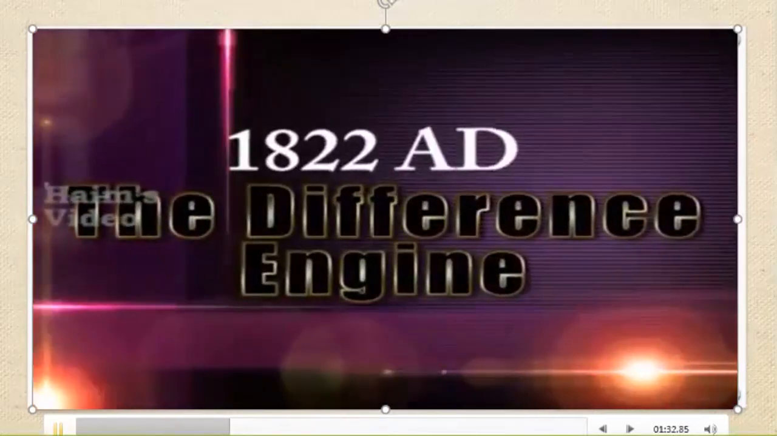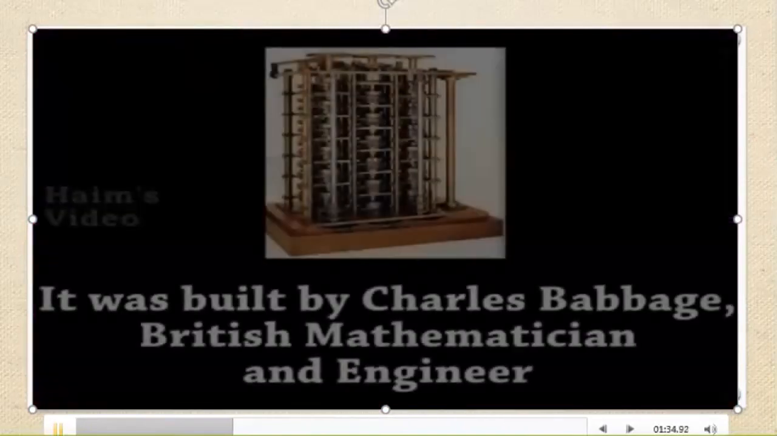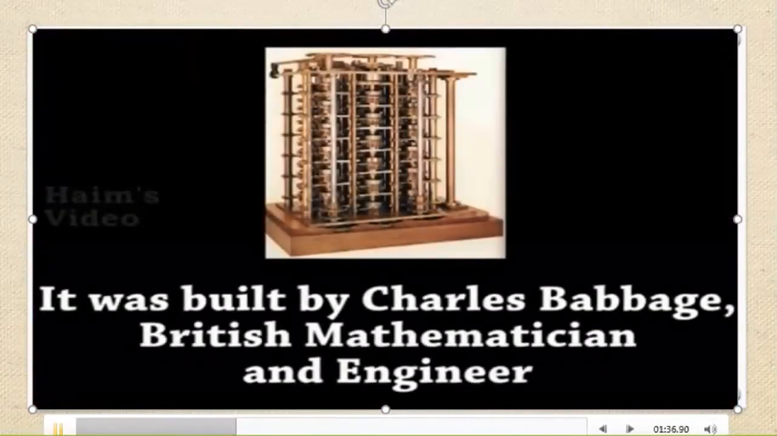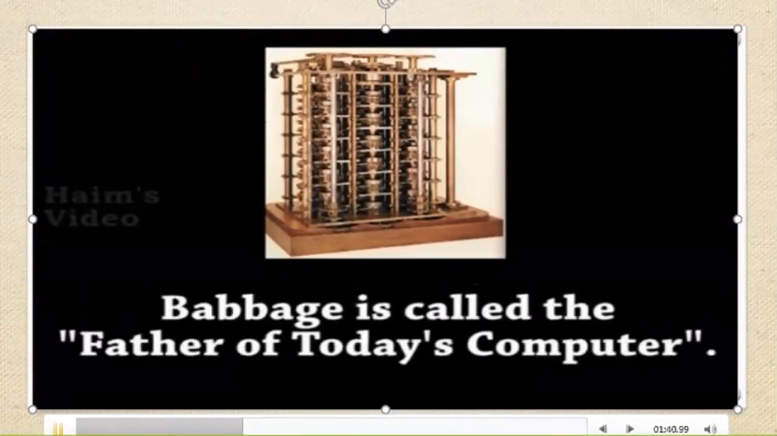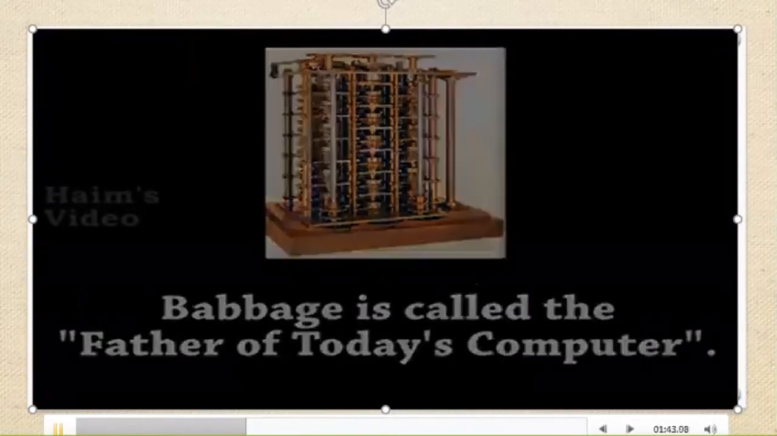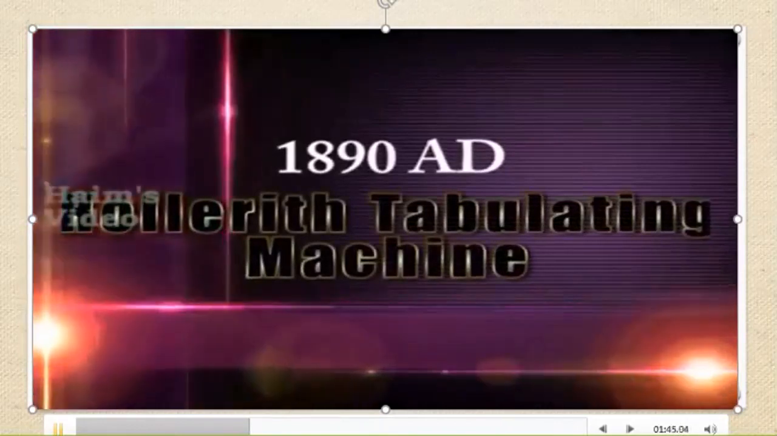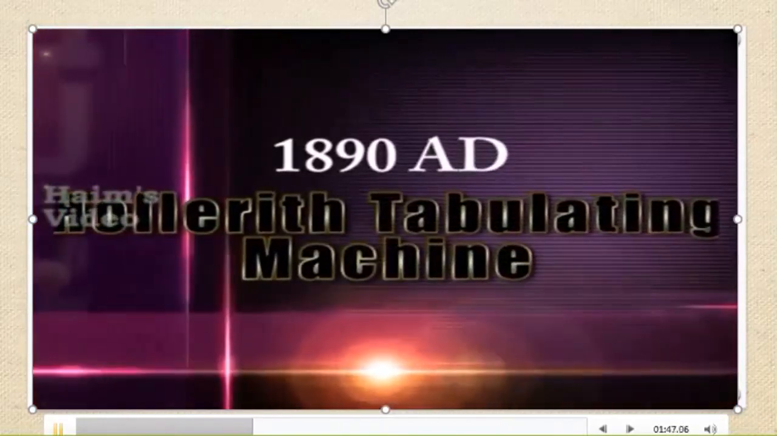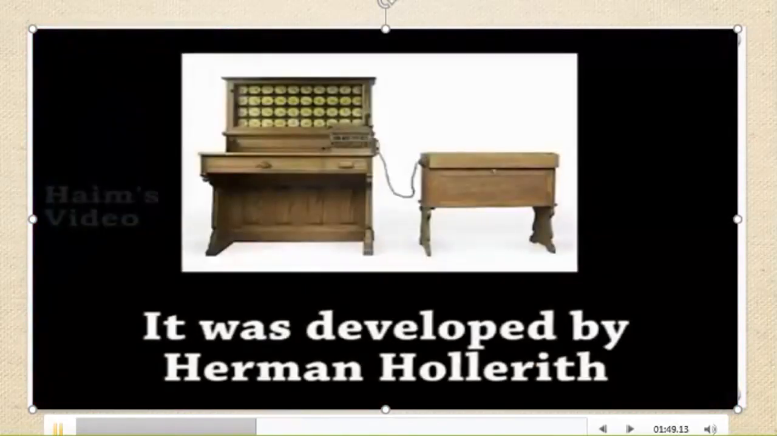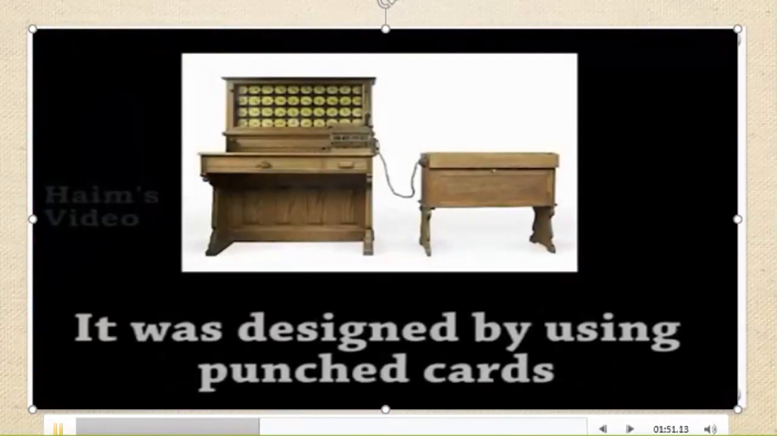1822 AD. The difference engine. It was built by Charles Babbage, British mathematician and engineer. Babbage is called the father of today's computer. 1890 AD. Hollerith tabulating machine. It was developed by Herman Hollerith. It was designed by using punched cards.